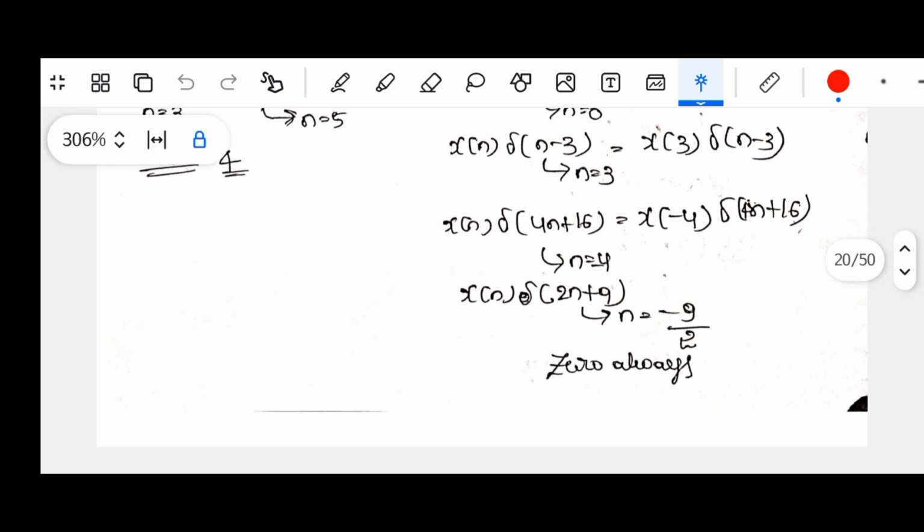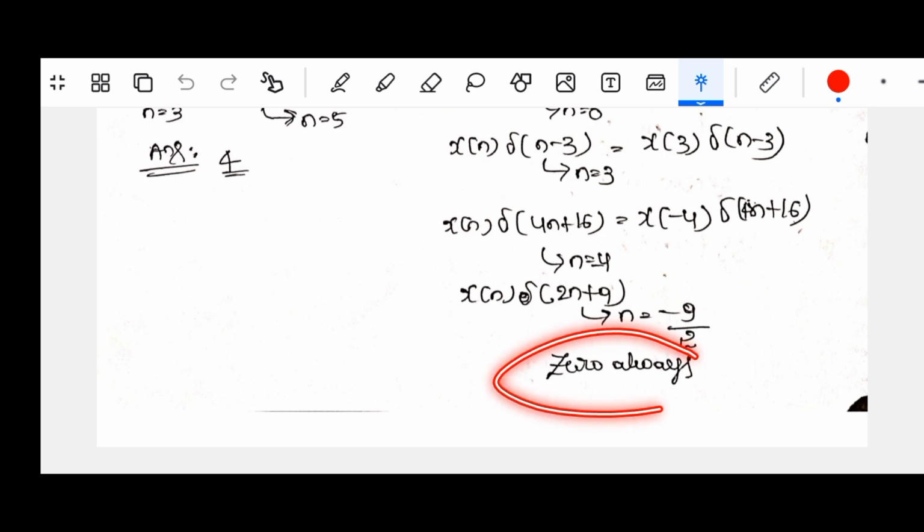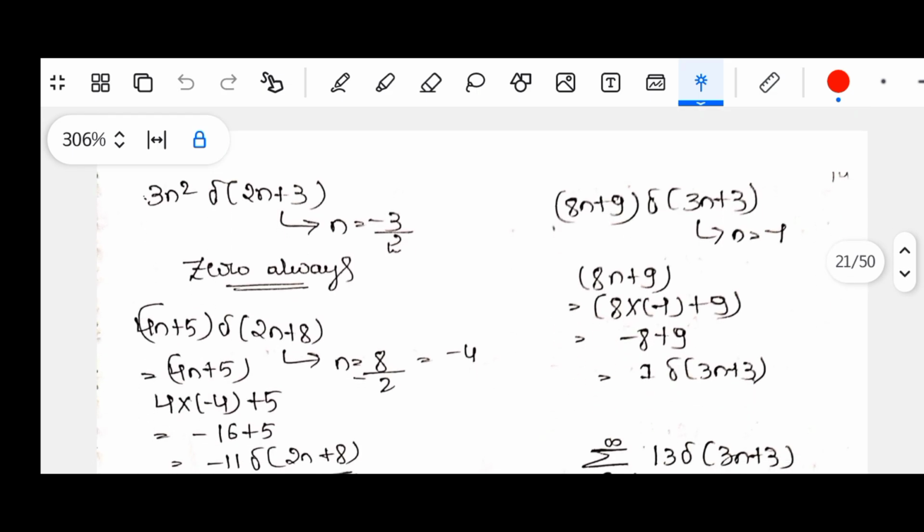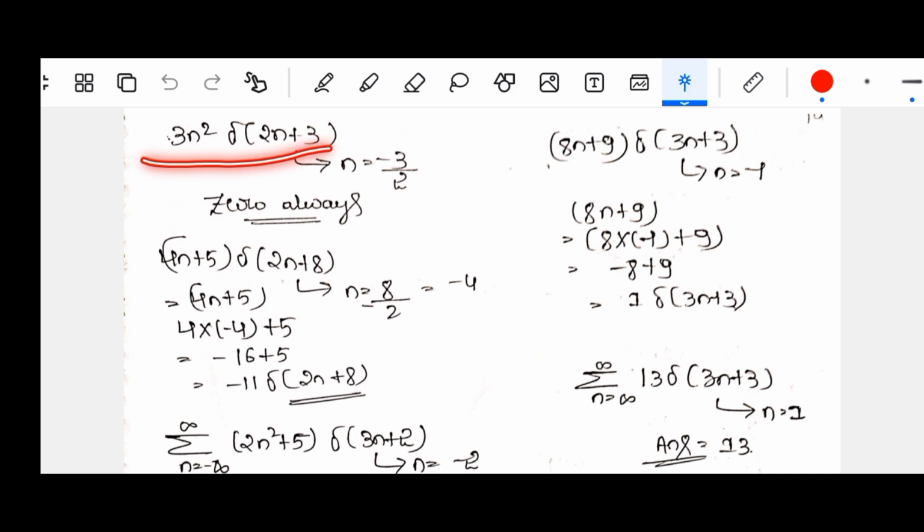X of n into delta of 2n plus 9. The value will be minus 9 by 2. This is 0 because we consider only integers. It is not an integer. Next, 3n square delta of 2n plus 3. Here also n is equal to minus 3 by 2. We consider only the integers. It is not an integer. Therefore this is 0 always. So here 3n square into delta of 2n plus 3, where we are getting n value as minus 3 by 2. Therefore the value will be 0 always.